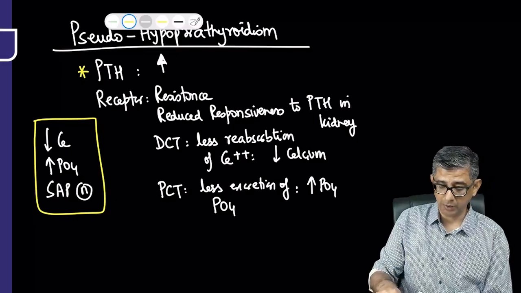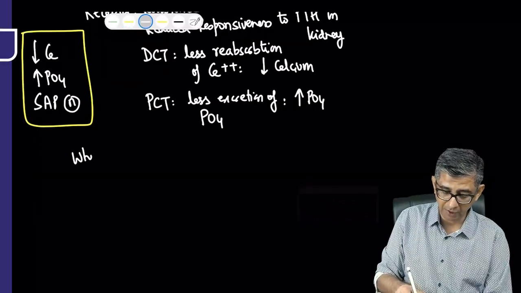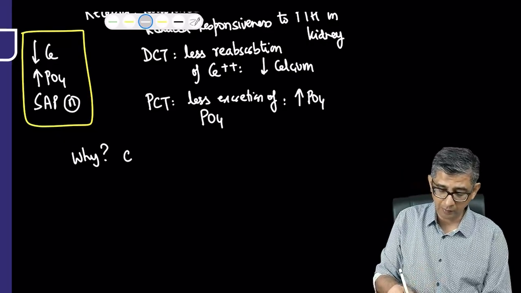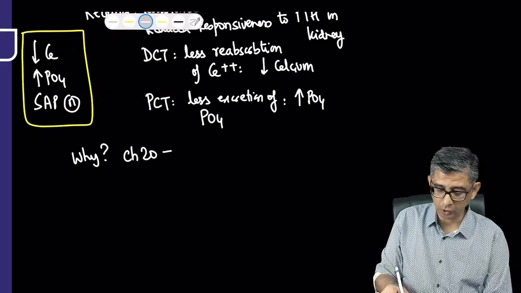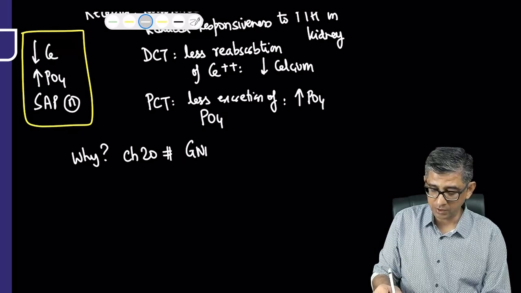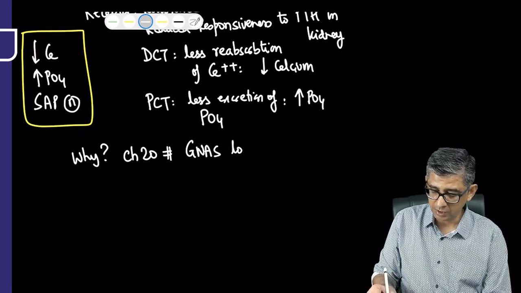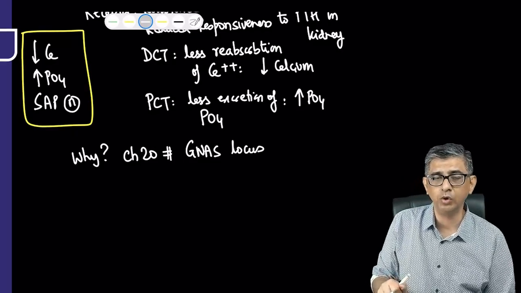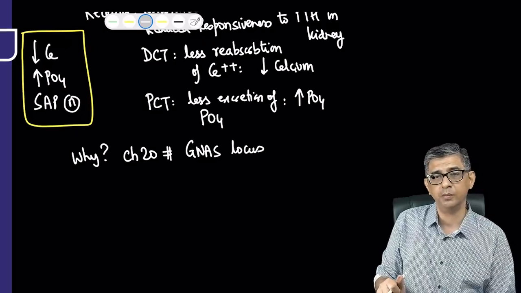The question that would be coming to your mind at the moment is, why is this happening, sir? Why is the receptor misbehaving? What we have demonstrated is that there's a defect on chromosome number 20. There's a special genetic locus, the GNAS locus, which is the troublemaker here and contributes to the development of pseudo hypoparathyroidism in a patient.